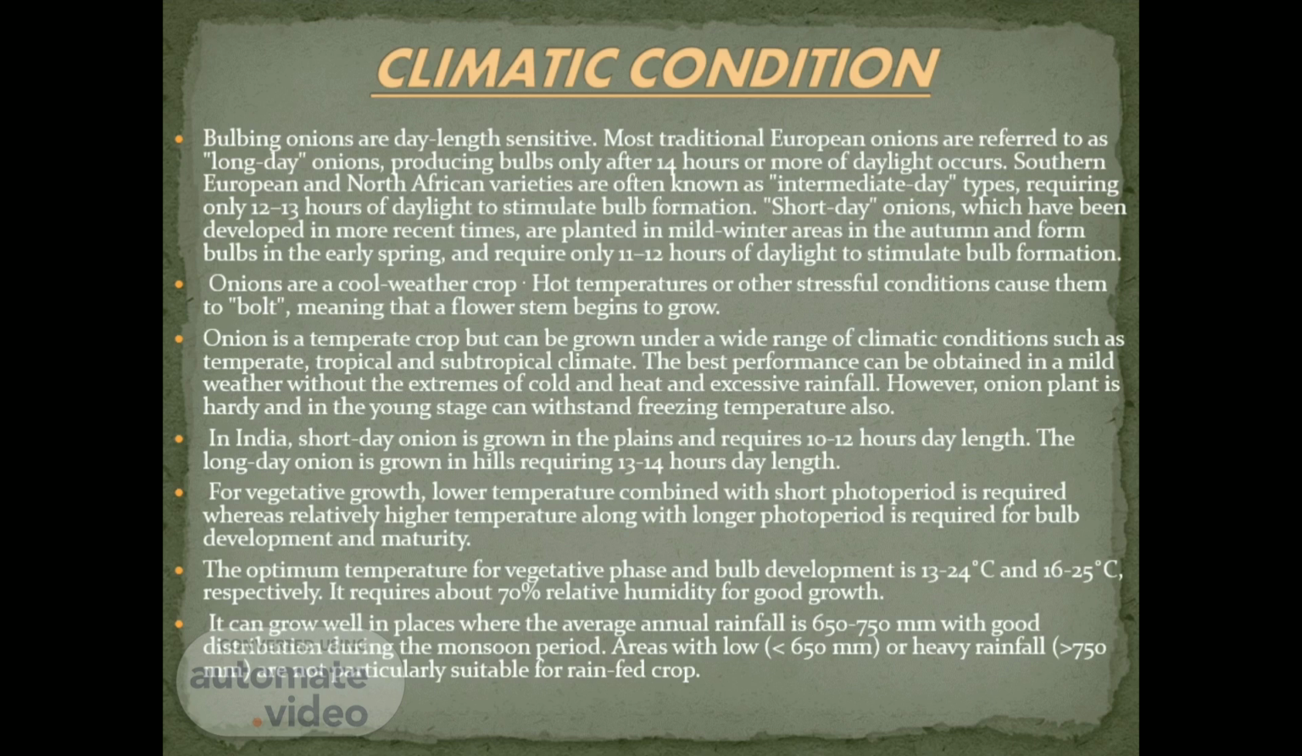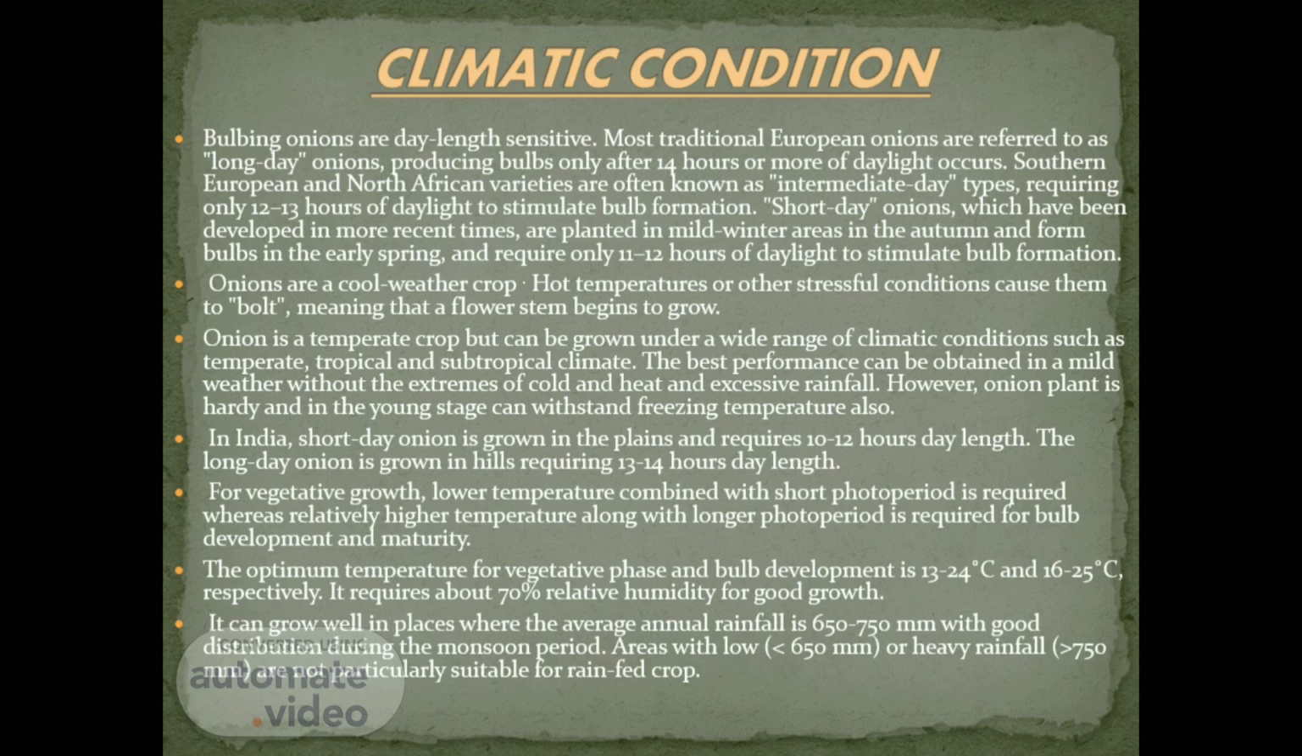Onion is a temperate crop but can be grown under a wide range of climatic conditions such as temperate, subtropical, and tropical climate. The best performance can be obtained in a mild weather without the extremes of cold and heat and excessive rainfall. However, onion plant is hardy and in the young stage can withstand freezing temperature also.